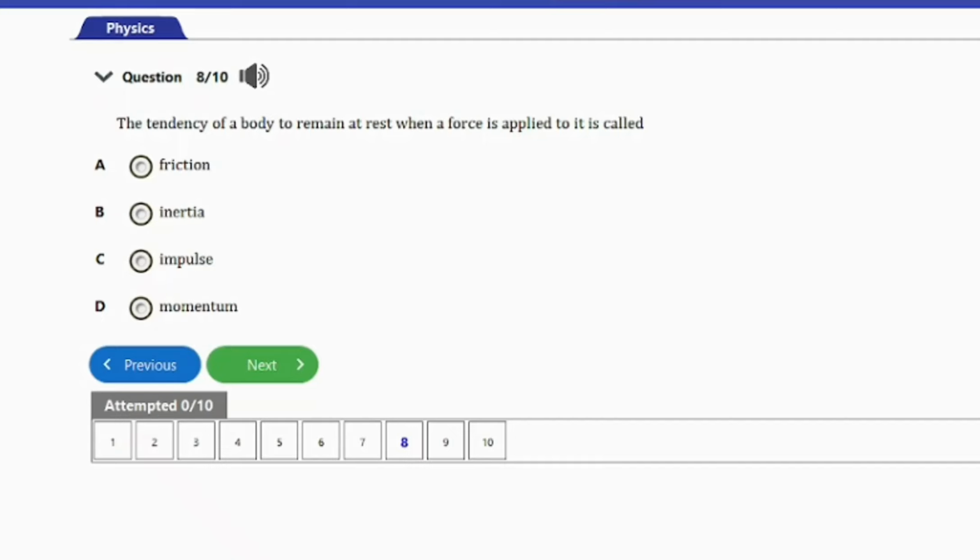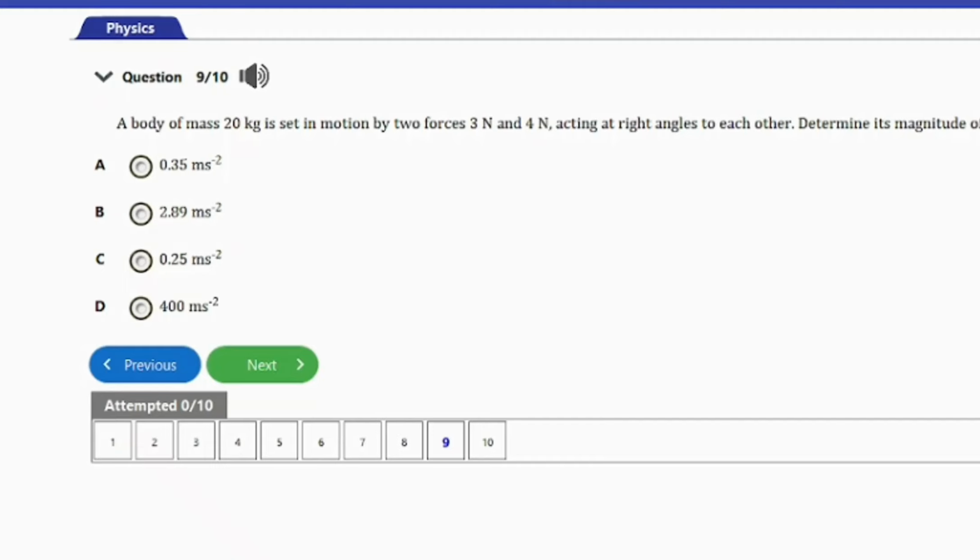So the next question here, question number 8, says the tendency of a body to remain at rest when a force is applied to it is called A. Friction, B. Inertia, C. Impulse, D. Momentum. So guys, the answer to this question is option B, that's inertia. So let's go ahead and consider the next question, guys. The next question here is question number 9. It says a body of mass 20 kg is set in motion by two forces, 3 newtons and 4 newtons, acting at right angle to each other. Determine the magnitude of acceleration.